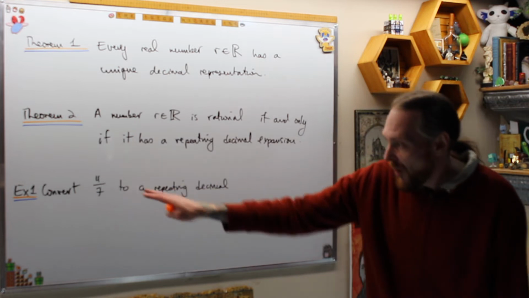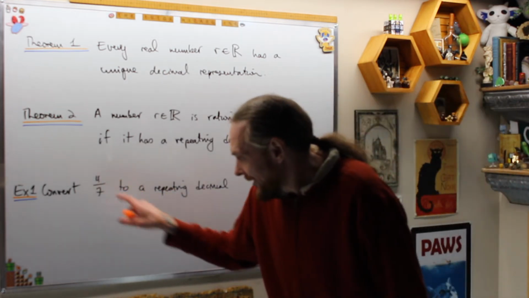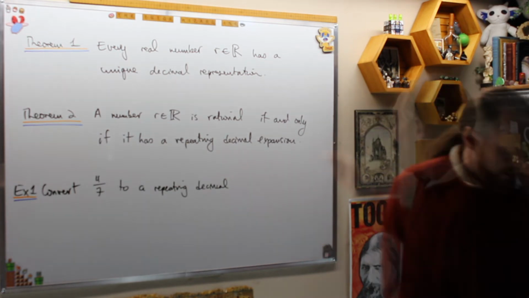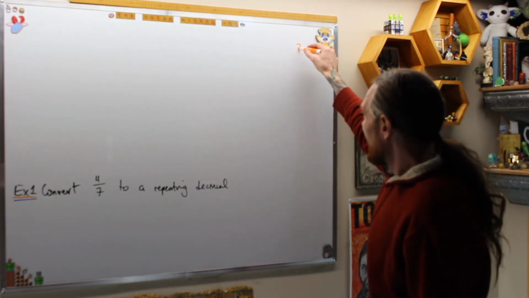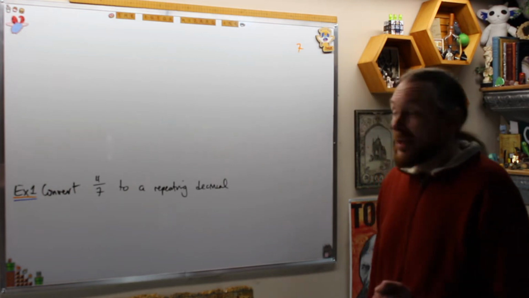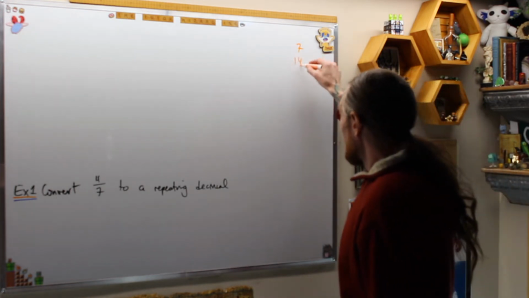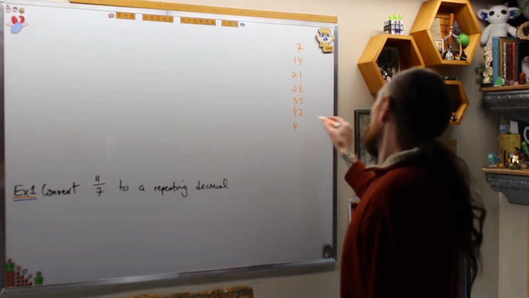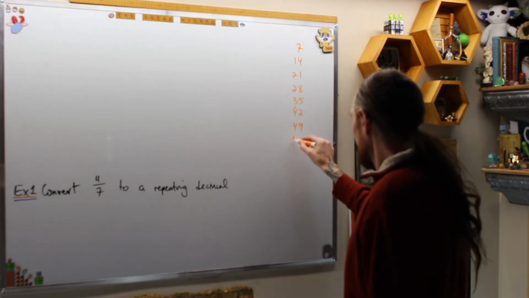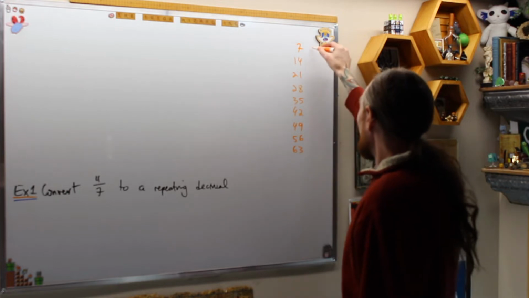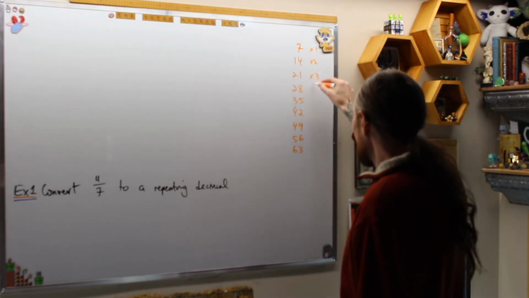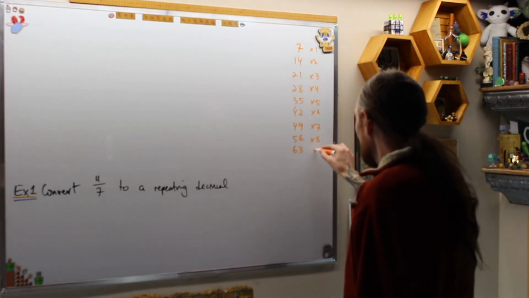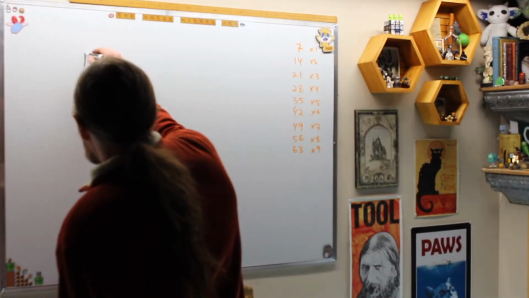First of all, example 1, how do I convert 4/7 into a repeating decimal expansion? Let's do that first. I first want to list the multiples of 7. We're going to use long division. This is going to make it a whole lot easier. So 7, 14, 21, 28, 35, 42, 49, 56, 63. And then I can write times 1, times 2, times 3, times 4, times 5, times 6, times 7, times 8, times 9.